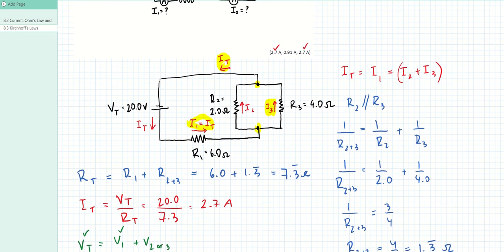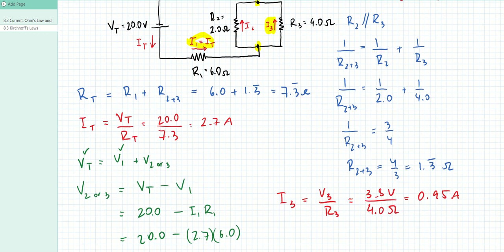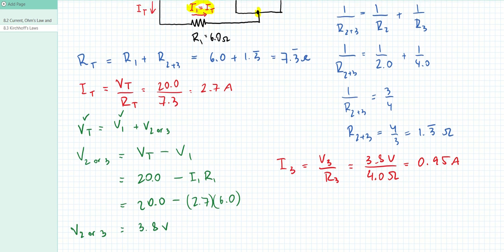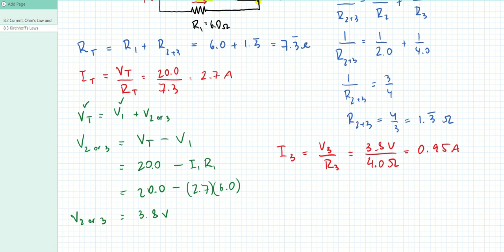Now the answer key shows up as 0.91, so it's a little off. I'm not sure why. I didn't make up this question, so I'm not sure why that is, but that would be the answer for I3. So there you go. Those are the three currents. So again, the total current and the first I1 are exactly the same, and then I3 is this one.